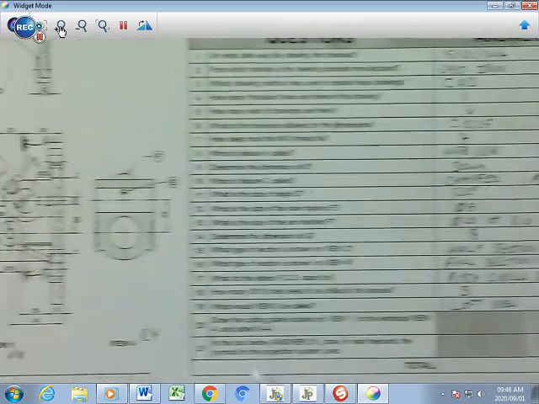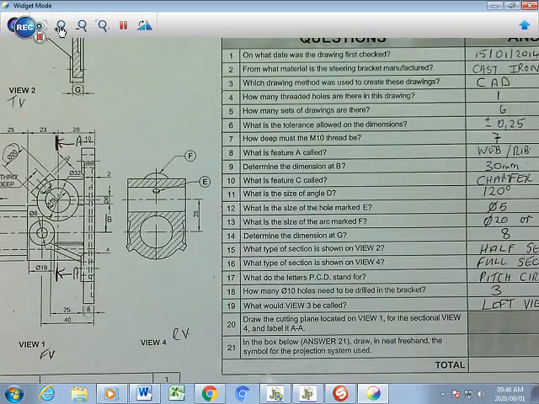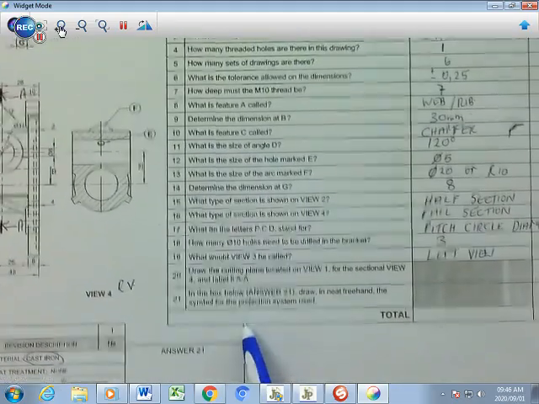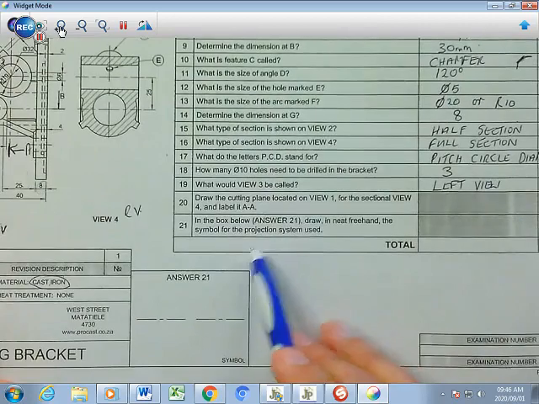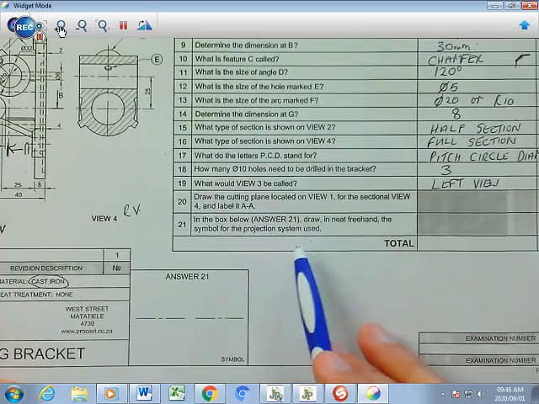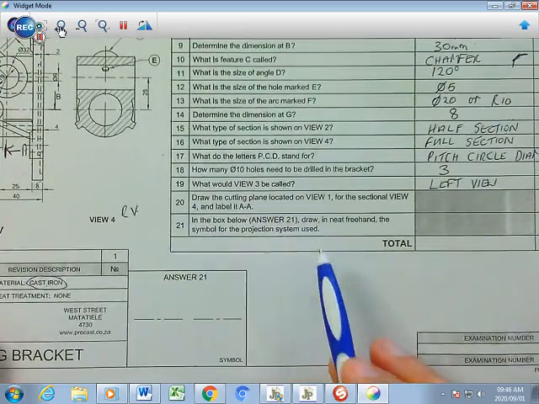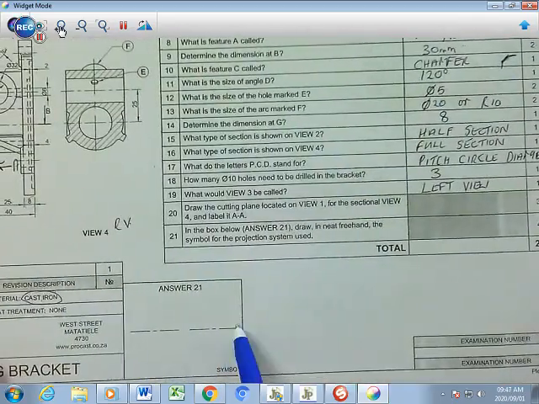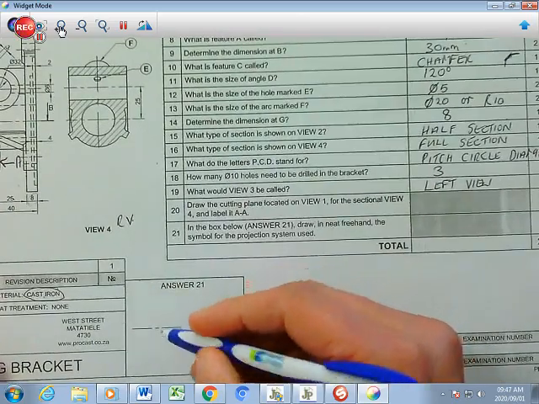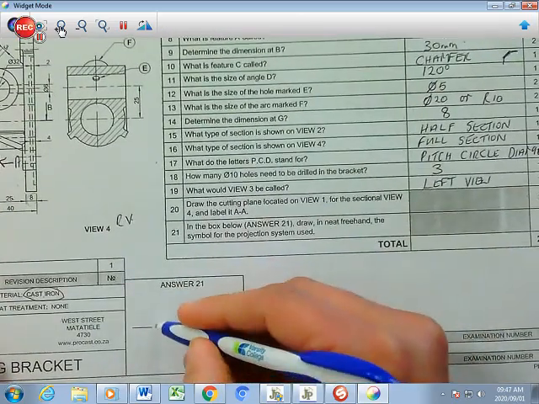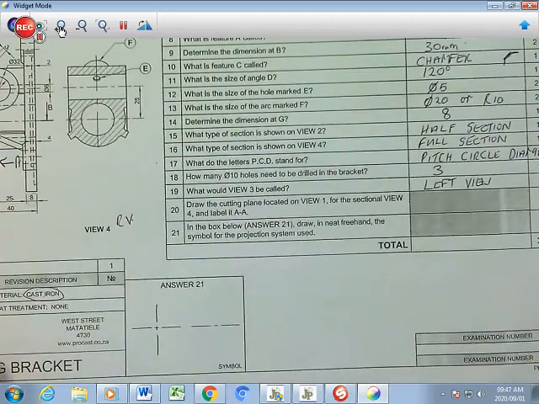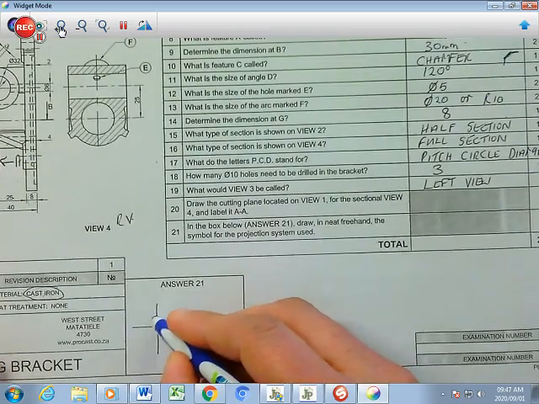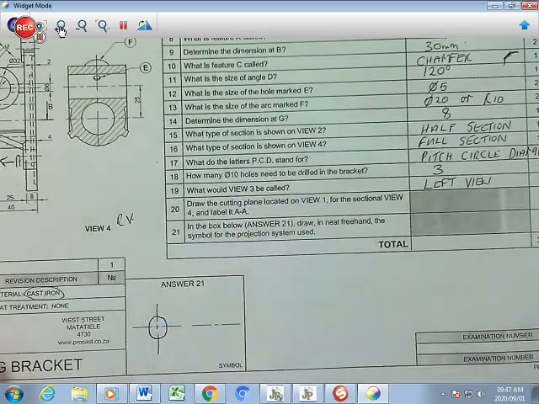Then lastly, in the box below here, answer 21: draw neatly freehand the symbol for the projection. This is very important because it's 4 marks. So there you have a center line. Listen carefully to what I must do. I'm going to identify that small little line, so I'm going to draw a center line first. That's half a mark. Center line first, half a mark. A small circle, half a mark.